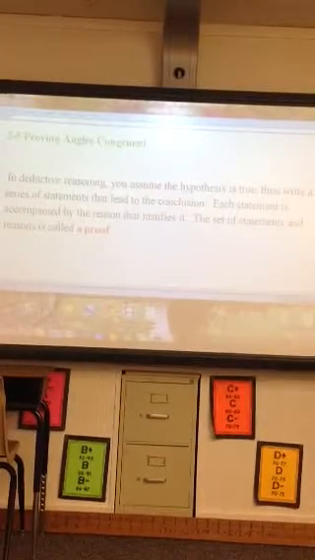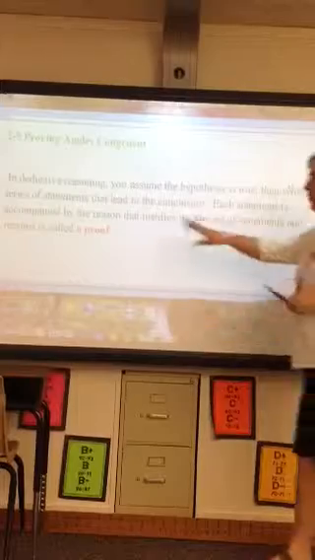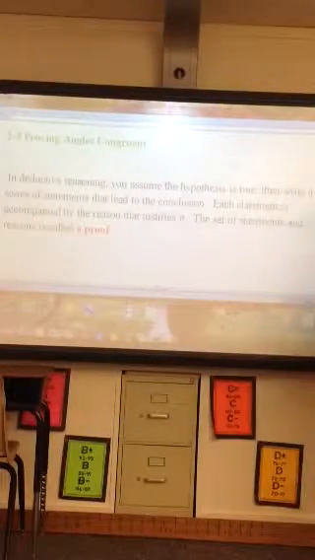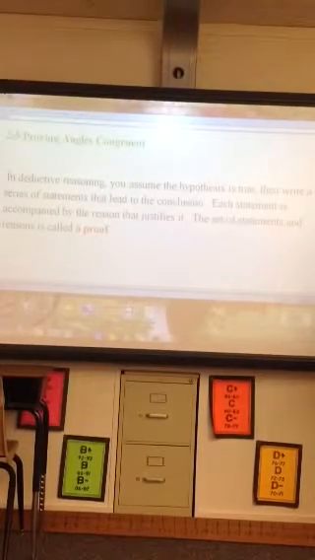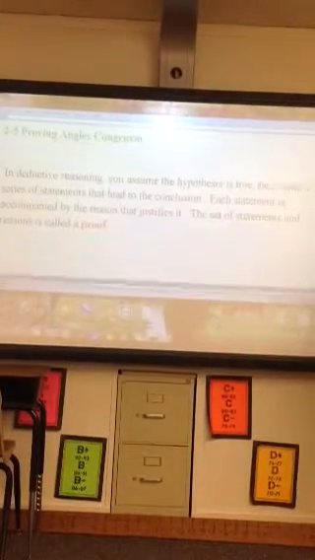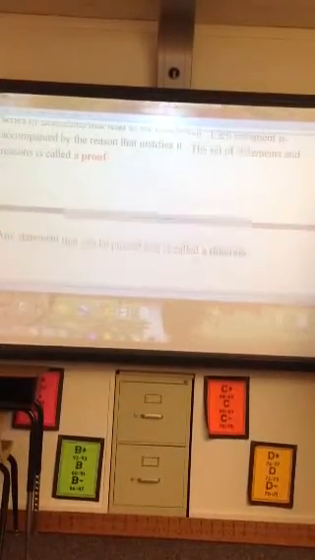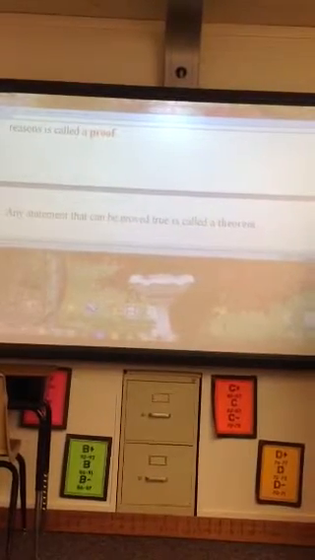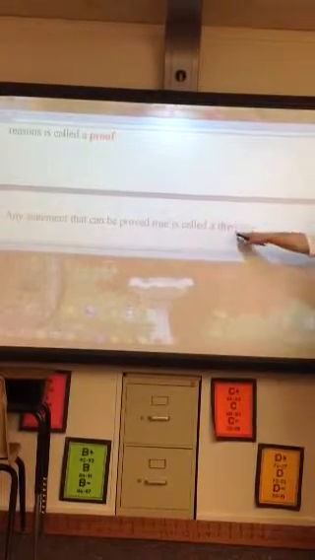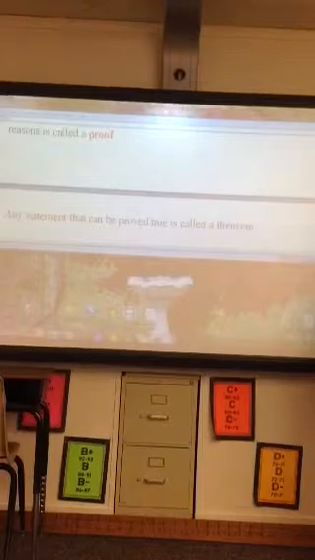All right, now, we have different types of proofs that we're going to deal with. The one that I'm most comfortable with is two-column proofs, but there are other types. Now, when we deal with this, we're going to first have any statement that can be proved true is called a theorem. So we've had postulates, which we assume are true. Now we're going to talk about a theorem.